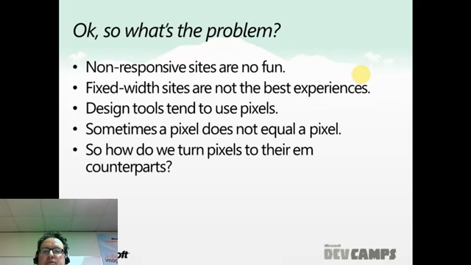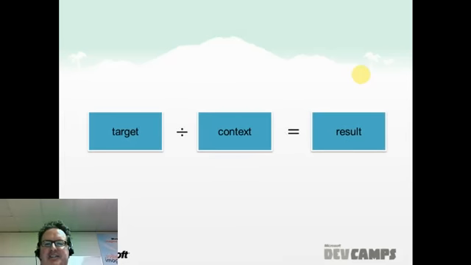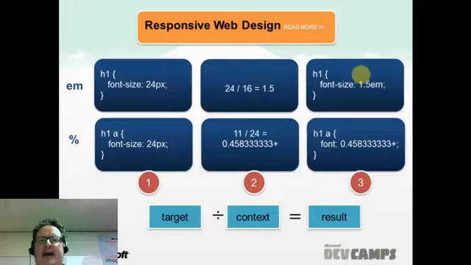Well, the good news is that Ethan Marcotte put together an algorithm for this. And it's just a simple mathematical statement. And this is the statement. And so what we'll do is we'll go through each and every one of these through the rest of the session. No, I'm just kidding with you. Actually, it's a lot easier than that. All you have to remember is that the target divided by the context will equal the result we want. So what do we mean by that?